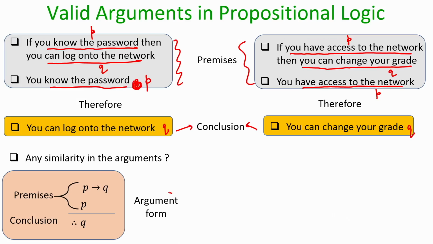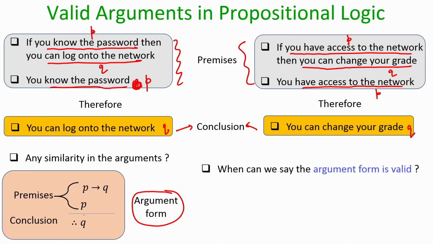In this common form, I do not worry about what P is or what Q is, I have just a set of premises and a corresponding conclusion, and I call it an argument form. Now, what I want to verify is whether this argument form is valid or not. By valid I mean whether it is correct or not.